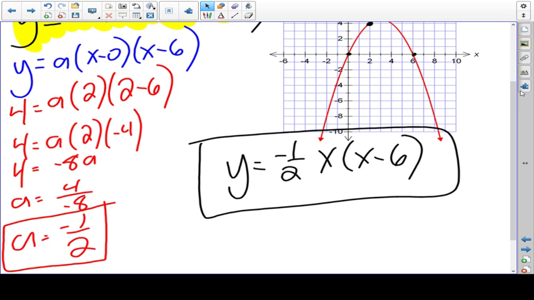So a couple steps there. Locate the x-intercepts, plug them into that template I have written at the top that's highlighted.